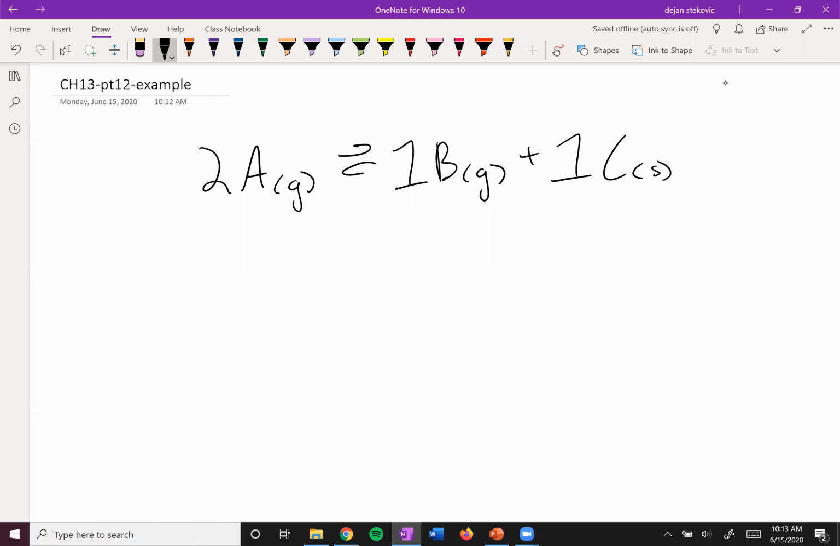All right, so let's take a look at an example. So here we have an equation. We're at equilibrium. And then we're going to disturb the equilibrium by increasing the pressure or decreasing the volume. And I'm asking which direction will it go?